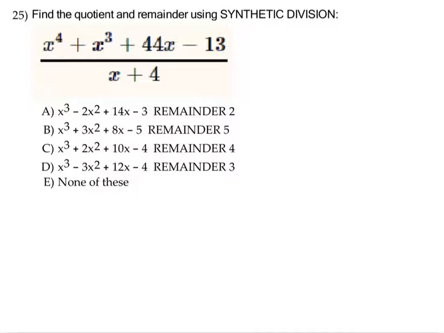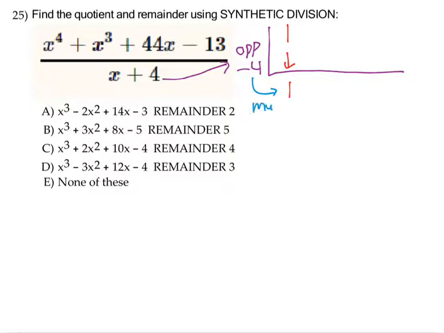So we are going to, whoops, got a little more room here. Put the opposite, negative 4. And put the 1 up here, bring down the 1. And multiply. And put the answer right there.